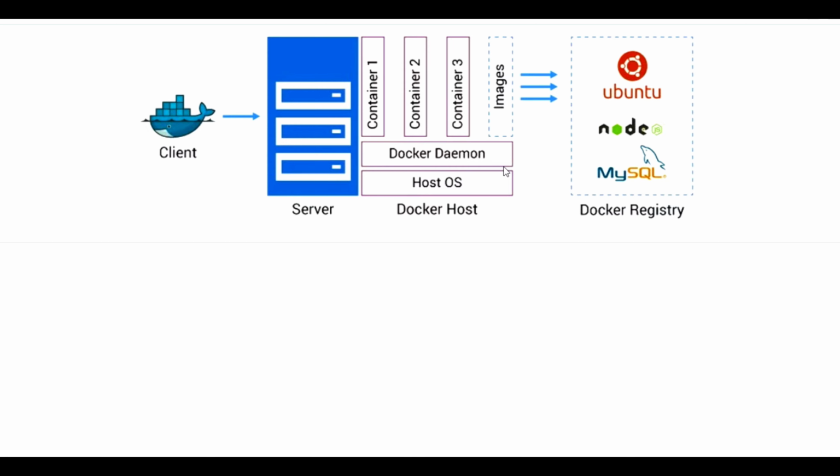Now, we are talking about the Docker daemon. You also see the server. The server has all these things: the Docker host, Docker daemon, containers. So Docker server means ultimately it's the Docker daemon.